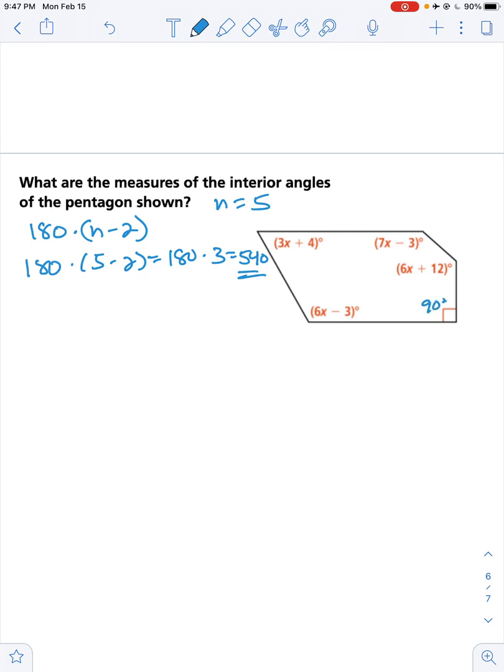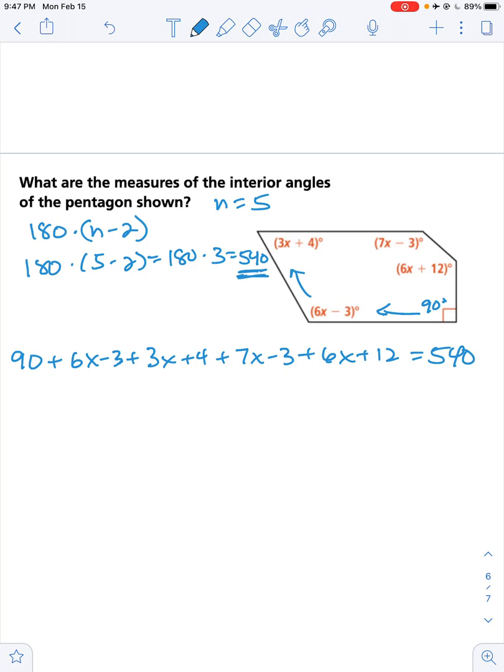So this angle, I know that's 90 degrees, right? So if I add up all of my angles, they're going to add up to 540. So then I'm going to go ahead and take all of my angles. 90 plus 6x minus 3 plus 3x plus 4. And all I'm doing is going around in that direction. Just going this way, okay? 3x plus 4, and then plus 7x minus 3 plus 6x plus 12 is equal to 540.